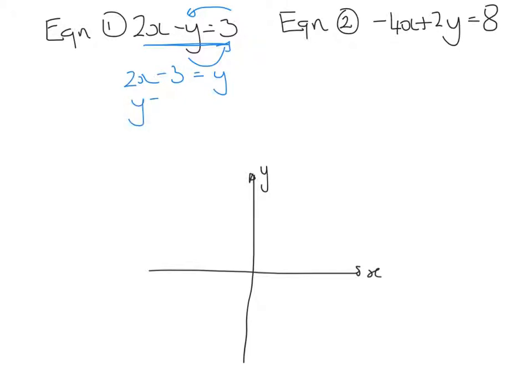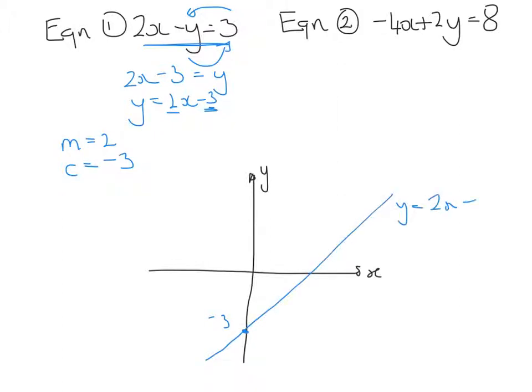Now that would mean the gradient is equal to 2 and the intercept is minus 3. So I'd have an intercept down there at minus 3 and my graph would go through like that. So there's y equals 2x minus 3.